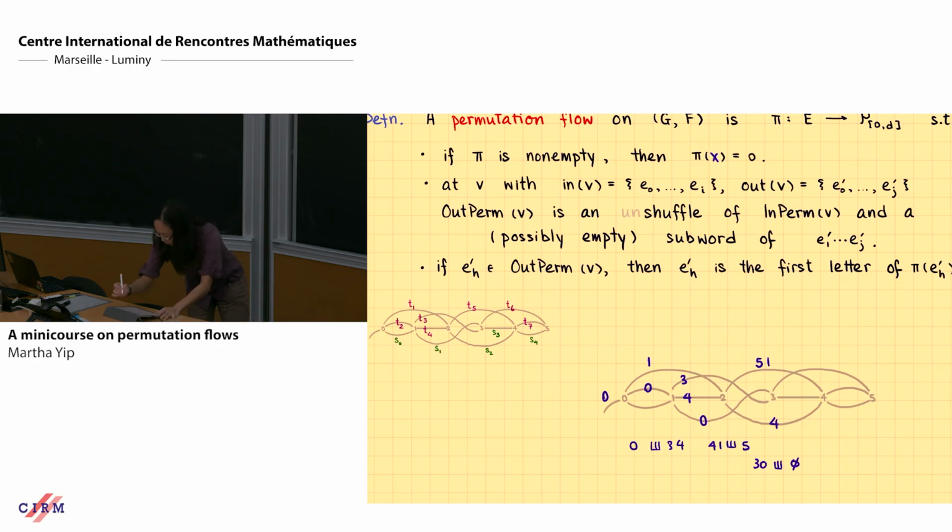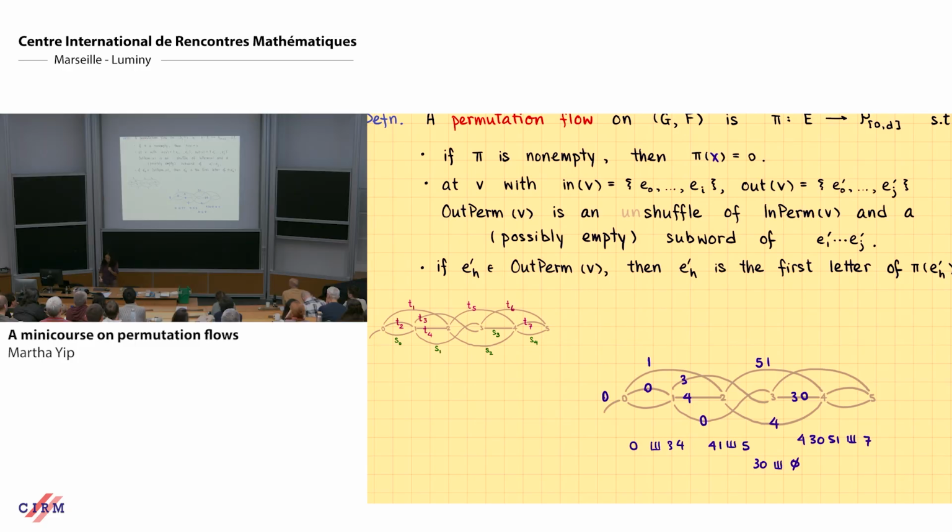Anyhow, 3, 0, shuffle with nothing. I'm just going to send the flow down there. And then finally, I'm going to take the incoming summary 4, 3, 0, 5, 1 and shuffle with 7. Right, I have that choice. I'm going to choose to shuffle with it. 7 must start on its edge, and I can choose to shuffle this way. So this is a permutation flow.